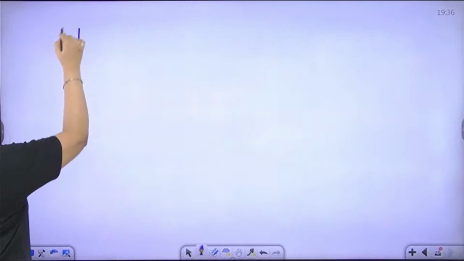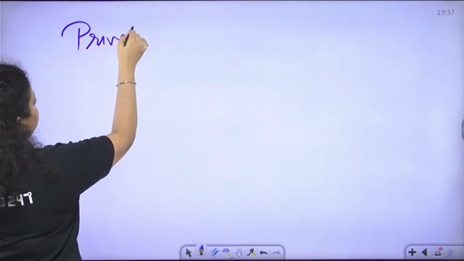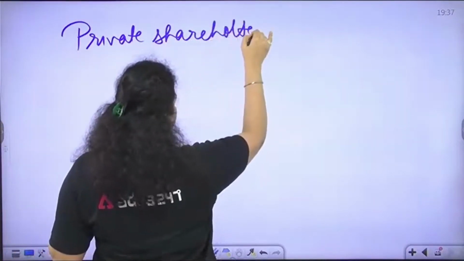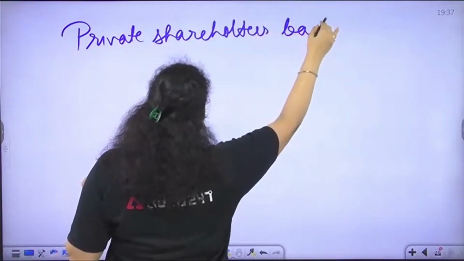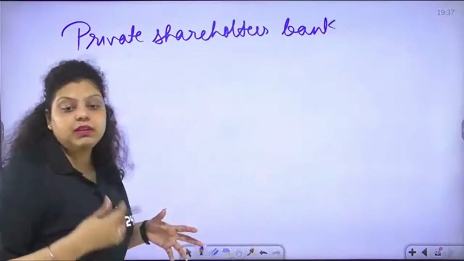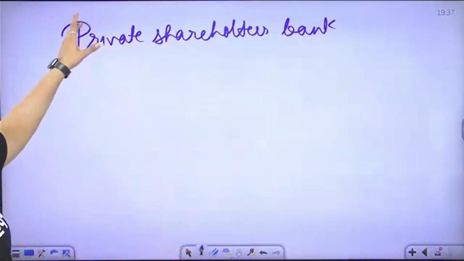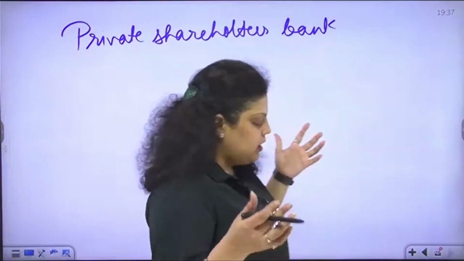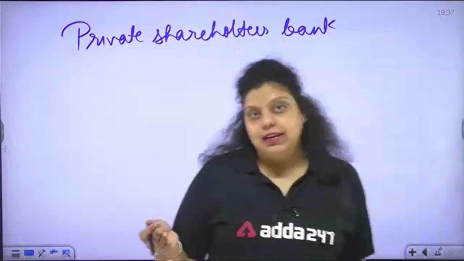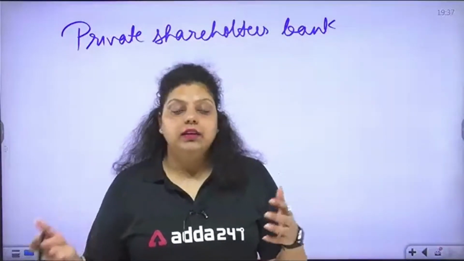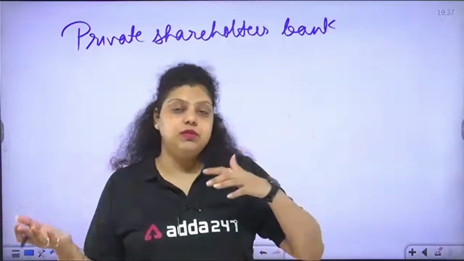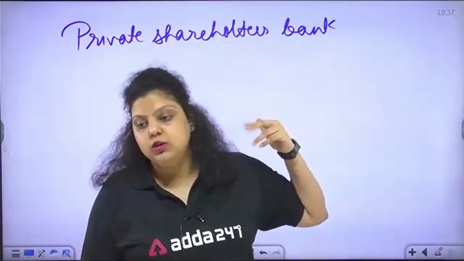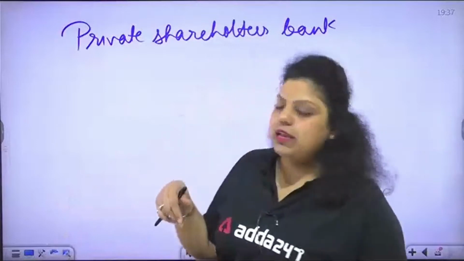So RBI was a private shareholders' bank. It means to establish RBI, we needed a certain capital, and that capital was given by private shareholders, individual persons. If you have heard the name Devi Ahilya, she was the Maharani from Indore. She was also a shareholder in RBI's shares. That's what RBI used to be known as.